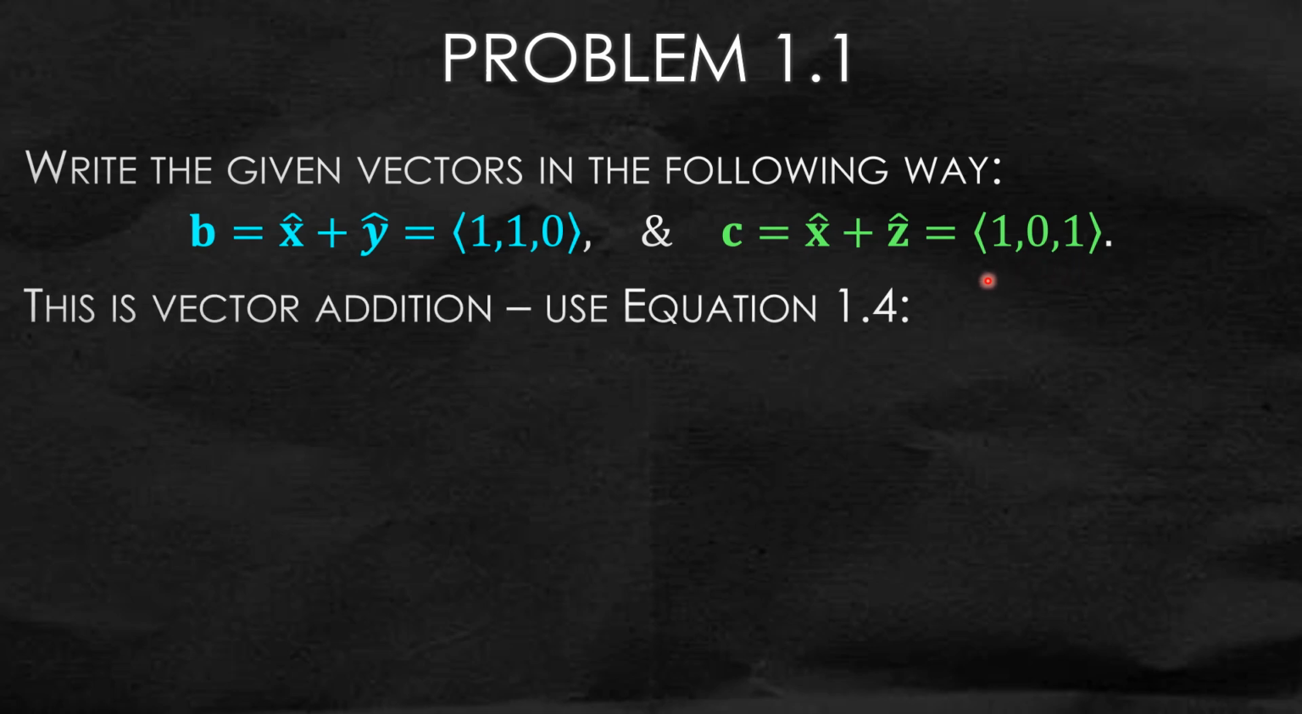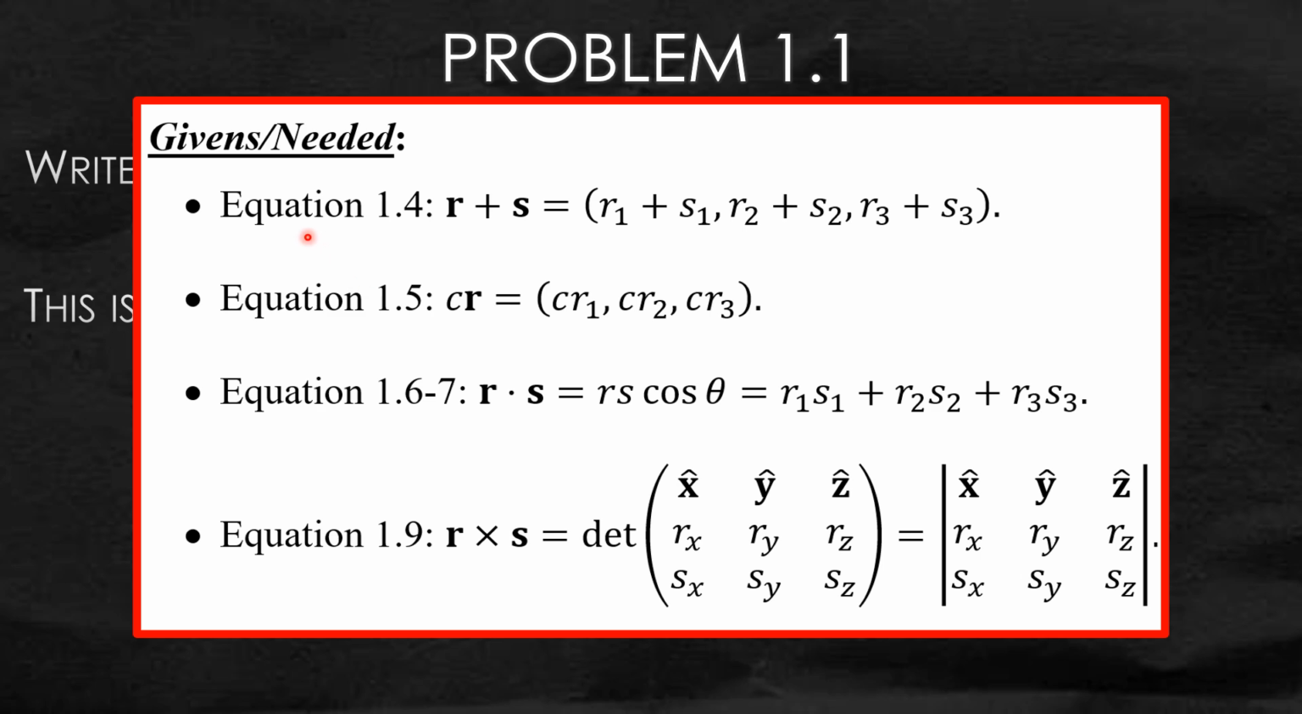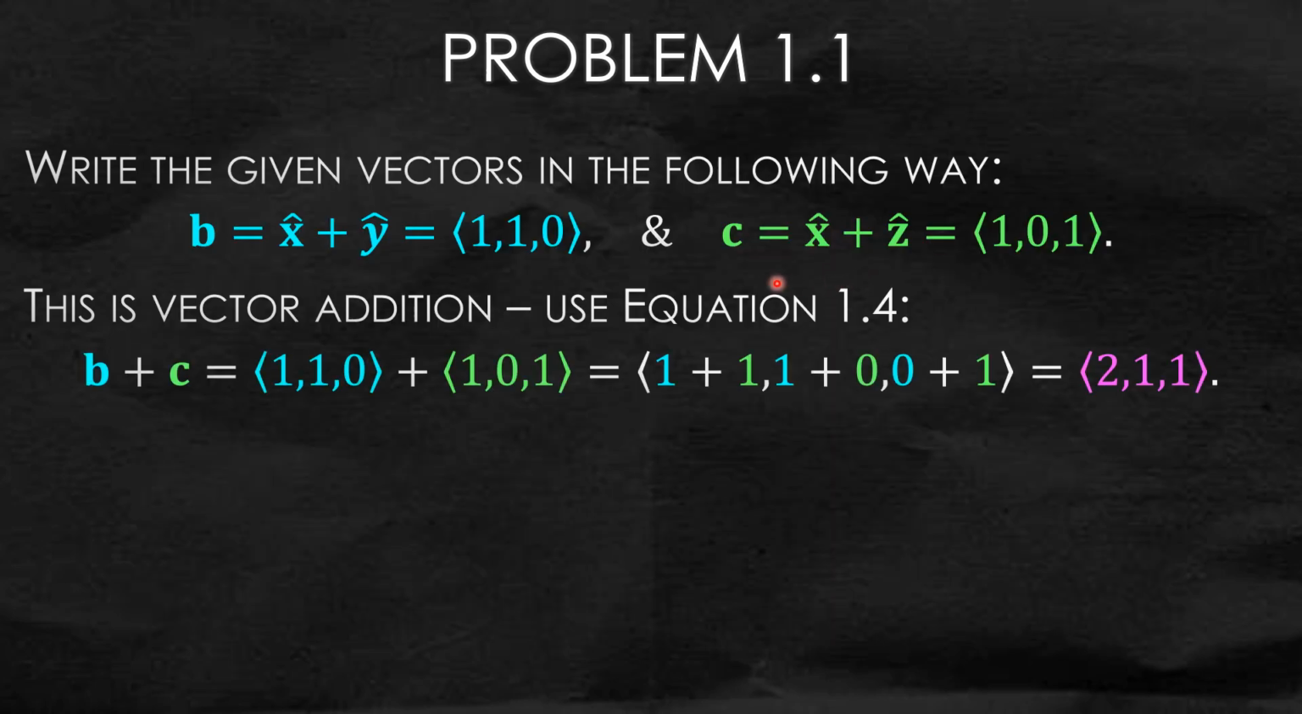So our first thing to do was to add the two vectors. So this is vector addition, and we could utilize equation 1.4, which is given up here. What this equation tells us is that for each vector, we need to add their components in the same element space, meaning x to x, y to y, z to z. So, following this lead, b plus c, we break them down into vector components, and we add them component-wise. 1 to 1, 1 to 0, 0 to 1, and that gives us a new resulting vector of 2, 1, and 1.